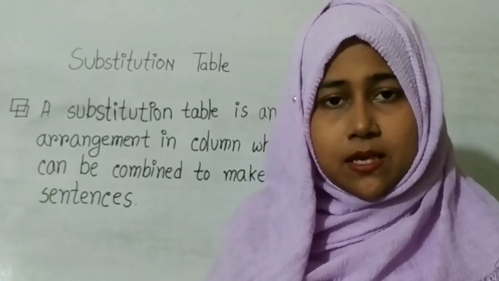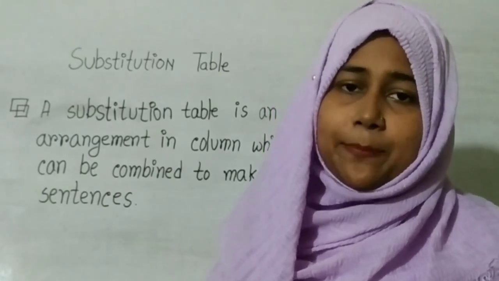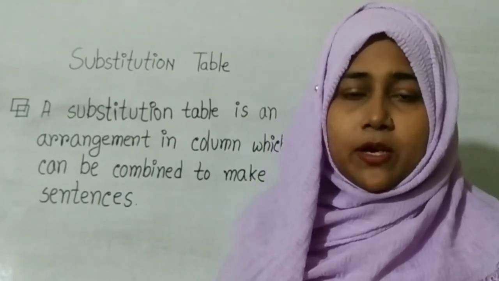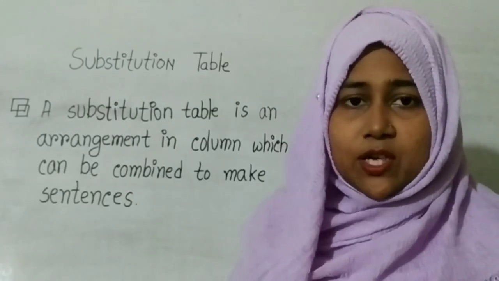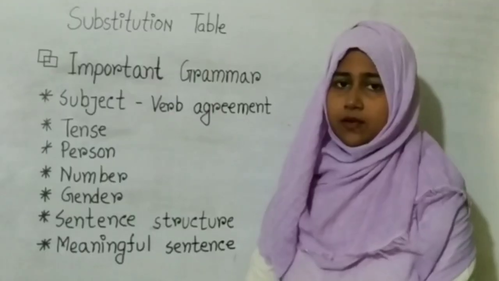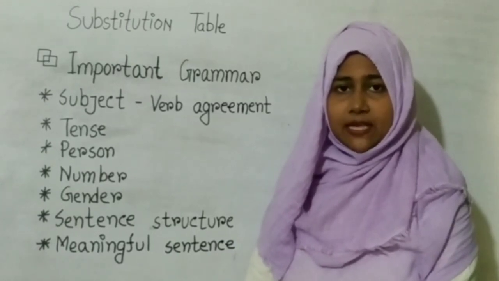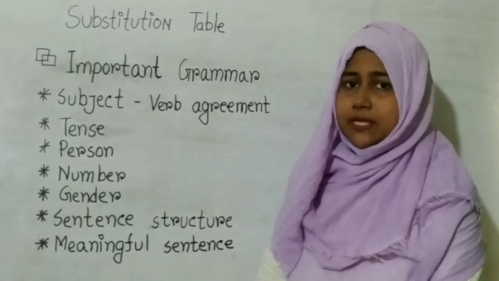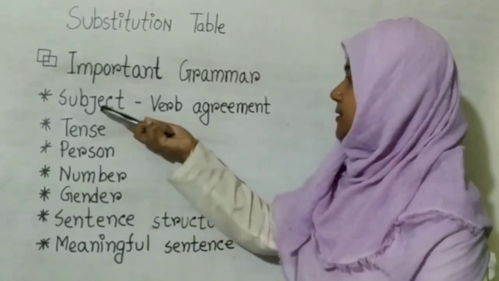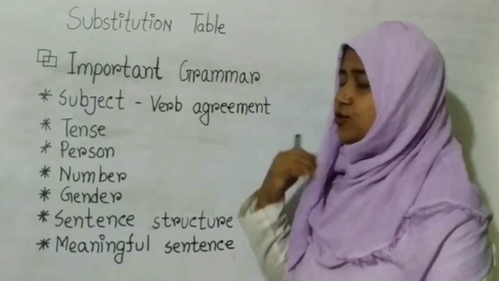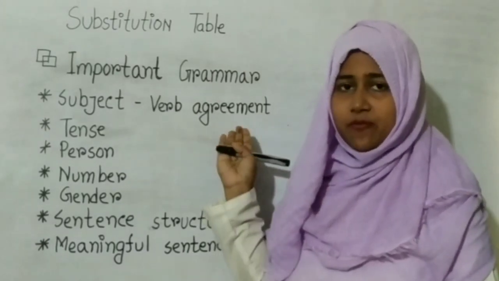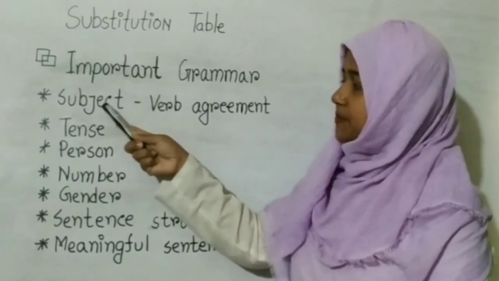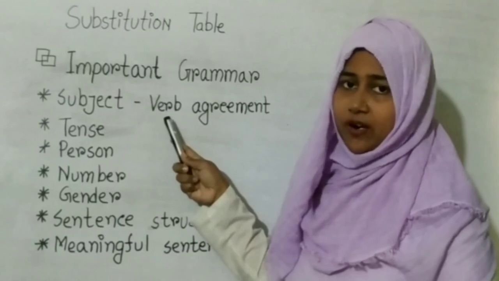Okay, dear students, for substitution table, you have to strictly follow some grammatical items also. Let's see the grammatical items. For completing substitution table, you should know some specific grammatical items. And the most important grammar is subject-verb agreement. You should know all the rules of subject-verb agreement. If the subject is singular, then use a singular verb. If the subject is plural, then use a plural verb.